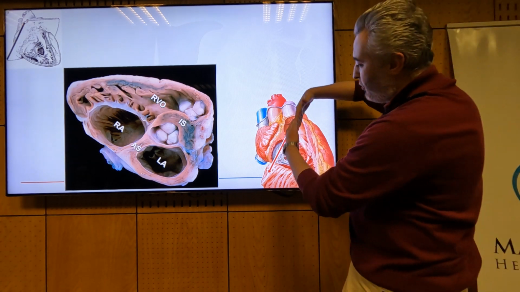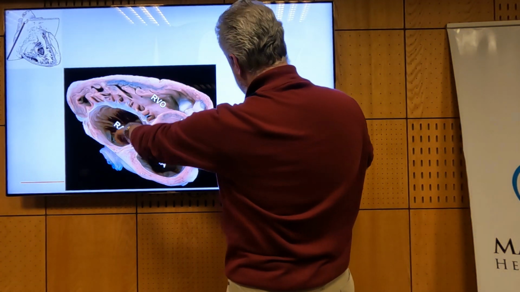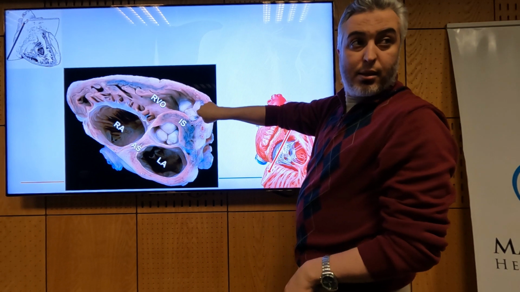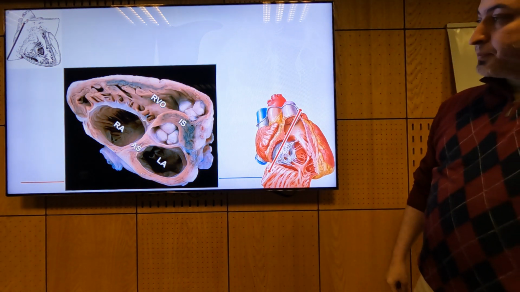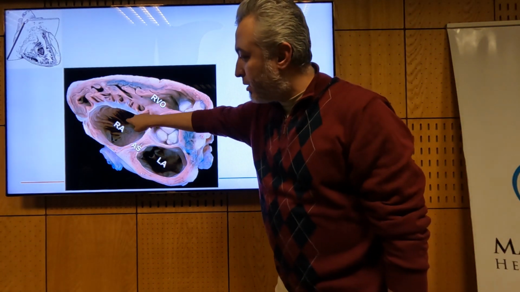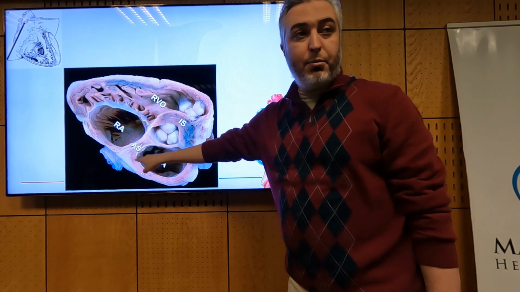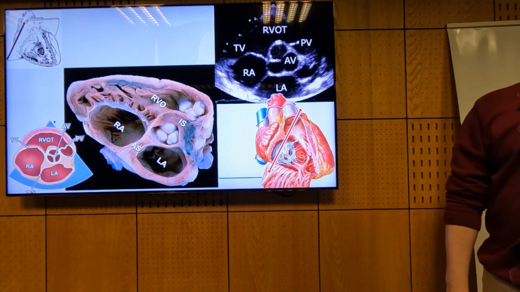But then, if you're looking from below, you can see a tricuspid valve at one side, pulmonary valve at the other side. We've agreed that the aortic valve would be at that plane, here. And then you can see left atrium and right atrium with interatrial septum in between. This is exactly the parasternal short axis view of echo.